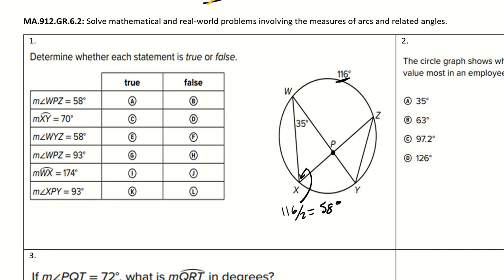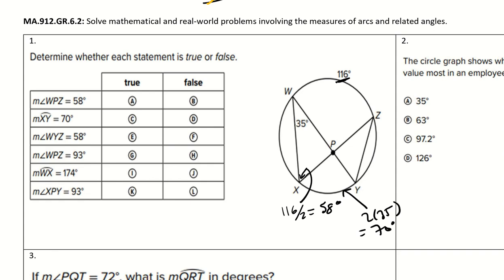So we know what that is. That's 58. And then we also want to note that here we have another inscribed angle. Since that angle is 35, its arc has to be double that, right? So this arc here has to be double that. 2 times 35 is 70 degrees.